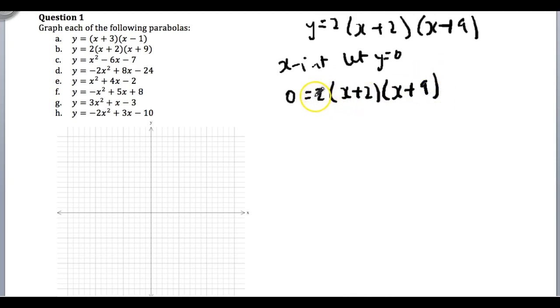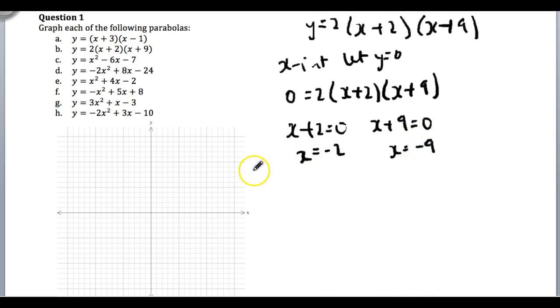Now this 2 doesn't make any difference to your x-intercept, so it's just what's inside your bracket. Because if we were to divide both sides by 2 to get rid of this 2, 0 divided by 2 is still just 0. So we're going to have x plus 2 equals 0 and x plus 9 equals 0. So that means x is -2 and x is -9. Okay, so there's our x-intercepts.